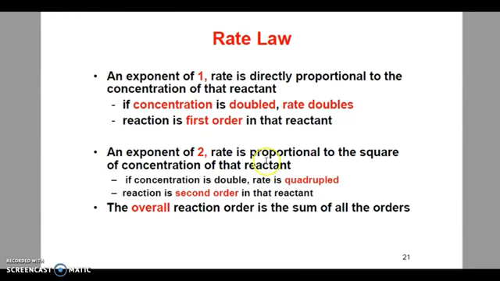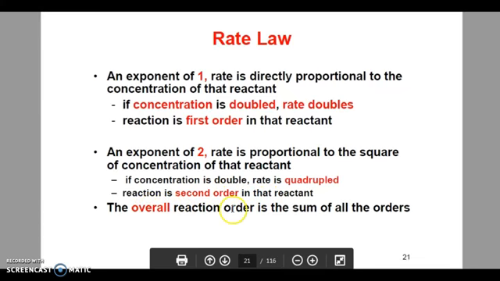Rate law. An exponent of 1: rate is directly proportional to the concentration of that reactant. If concentration is doubled, rate also doubles. That is, reaction is first order in that reactant. An exponent of 2, that is, rate is proportional to the square of concentration of that reactant. If concentration is doubled, rate is quadrupled. That is, reaction is second order in that case.